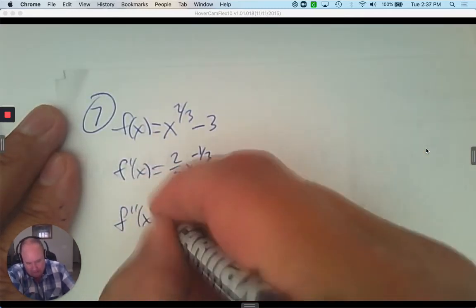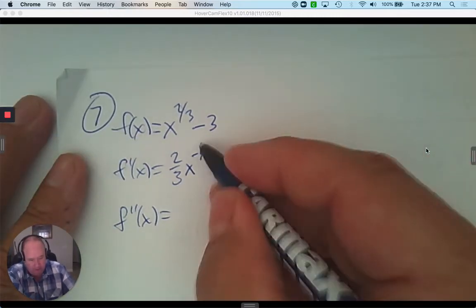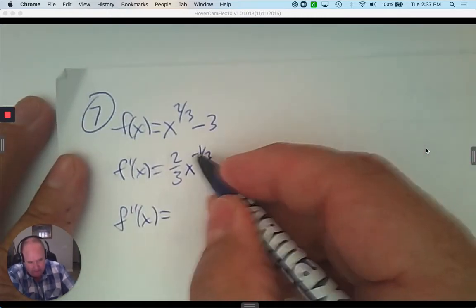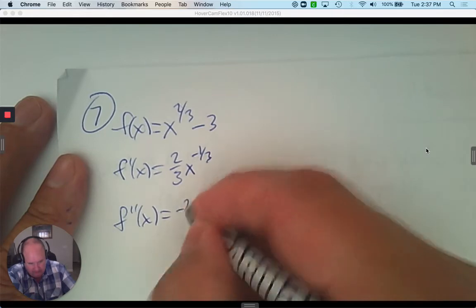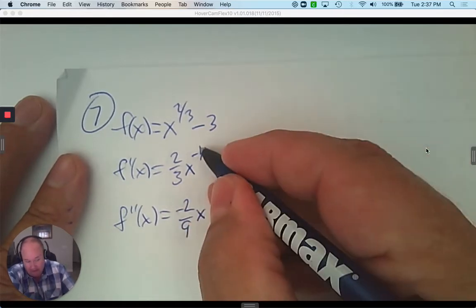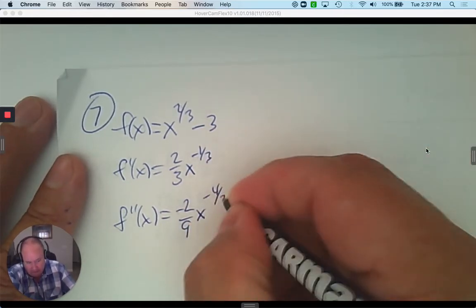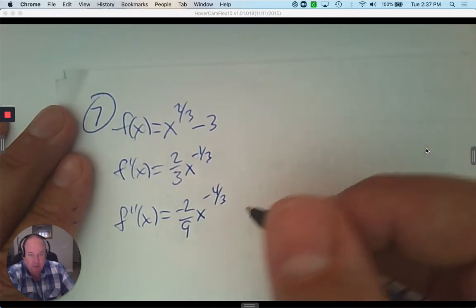I need the next derivative. So again, multiply a negative times a positive. Just multiply the tops and bottoms. That's negative 2 over 9. Subtract 1 from negative 1/3, that's negative 4/3. And that's what you're looking at.